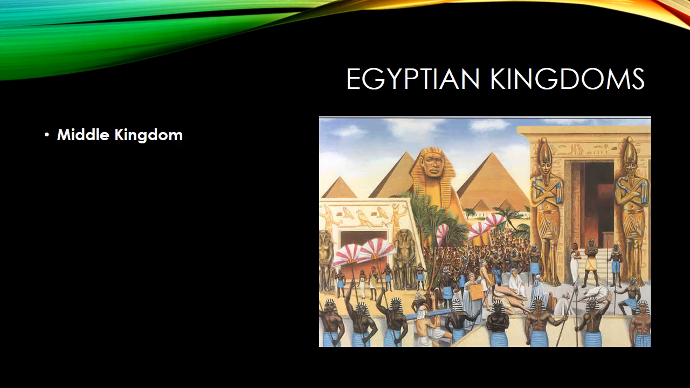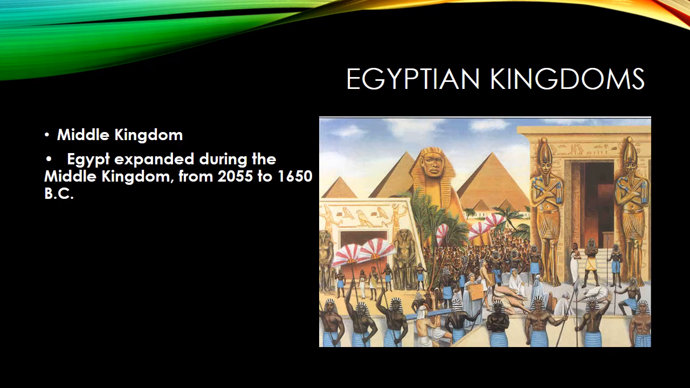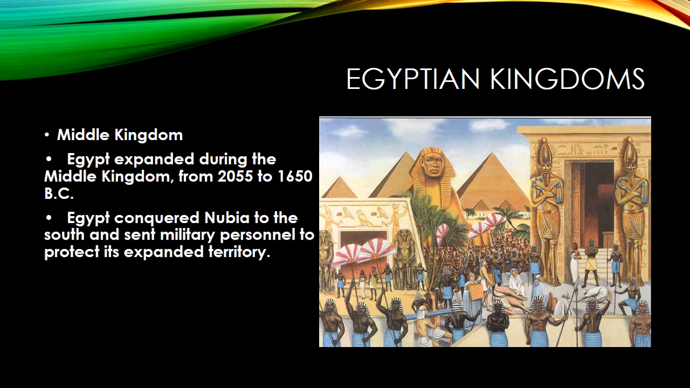Now let's take a look at the Middle Kingdom. Egypt expanded during the Middle Kingdom. This lasted from 2055 to 1650 BC. So this is a pretty lengthy period of roughly 400 years.